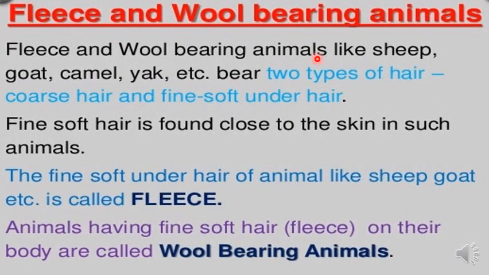Fleece and wool bearing animals. Fleece and wool bearing animals like sheep, camel, yak, etc. bear two types of hair: coarse hair and fine soft underhair. Fine soft hair is found close to the skin in such animals. The fine soft underhair of animals like sheep, goat, etc. is called fleece. Animals having fine soft hair, that is fleece, on their body are called wool bearing animals.